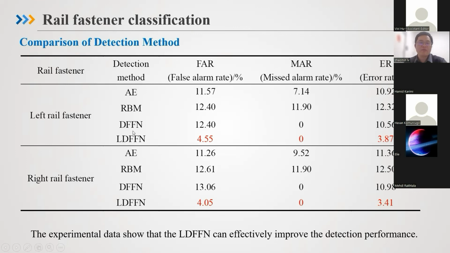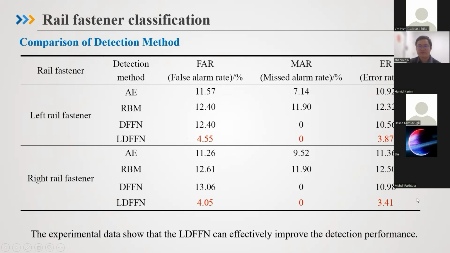By integrating them together, we get DFFN, and we can find the missed alarm rate is 0. But it still has a slightly high false alarm rate. And we use segmentation, and we can reduce the false alarm rate to get this. And this has the same phenomenon. And the proposed method has the best performance.